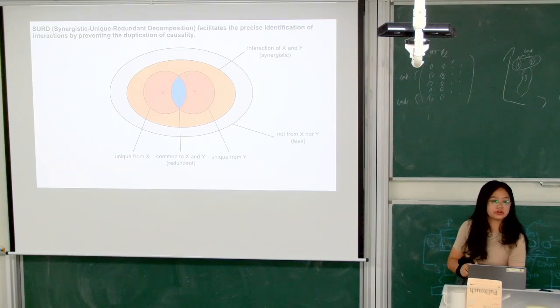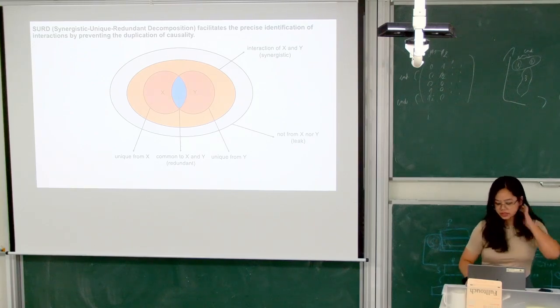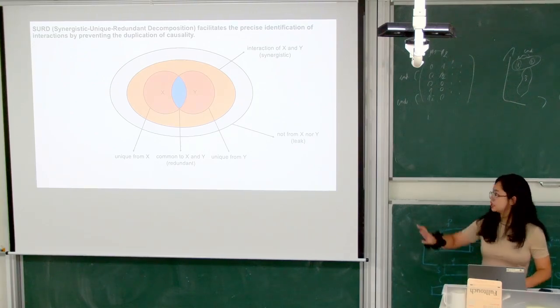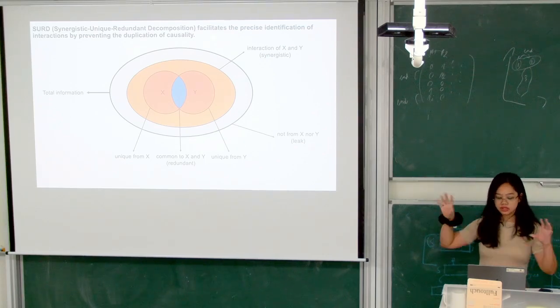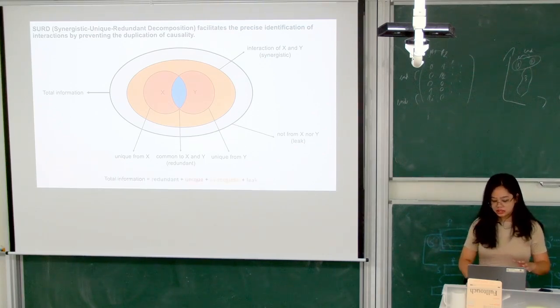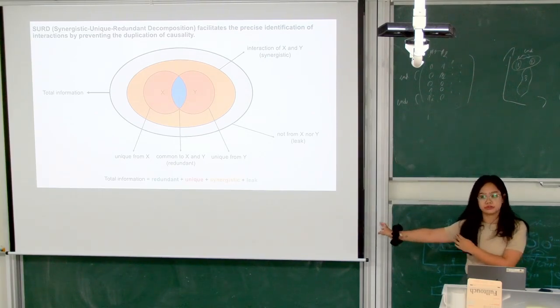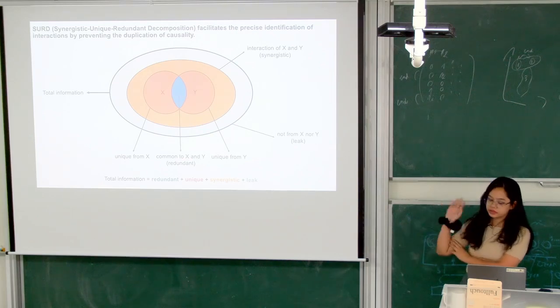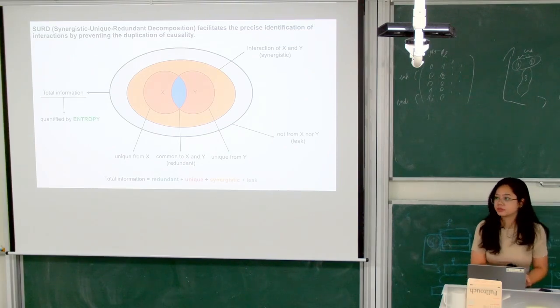However, there are also effects from variables that are not observed. I mentioned this earlier, so this is what we call the leak. Each color here is mutually exclusive, but the total of all these parts is the total information, so it is equal to the addition of each of the mutually exclusive parts. In this paper, the total information is quantified by what we call entropy.